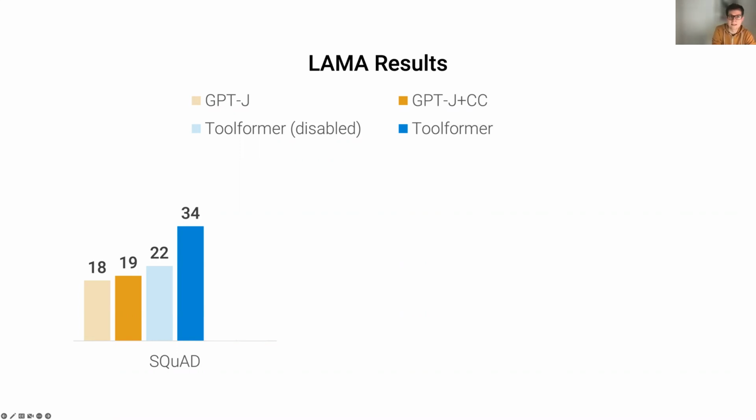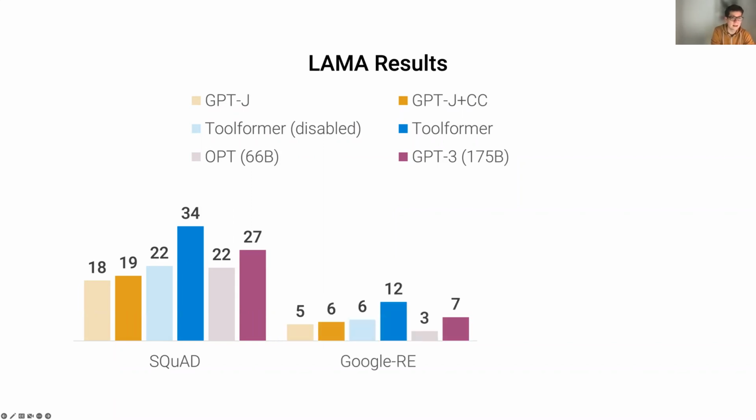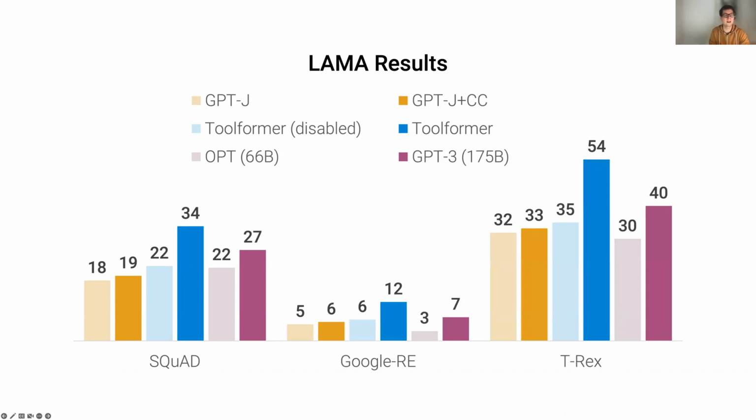And then finally, we also look at two models that are much bigger. We have OPT with 66 billion parameters, which is around 10 times as large, and then also a vanilla GPT-3. Both models perform much worse than our Toolformer with API calls. We observed the very same trend for the other subsets of LAMA, so for Google-RE and for T-REx. In all cases, we can see that Toolformer clearly outperforms the baselines that we considered. So this is our first set of tasks that we looked at.